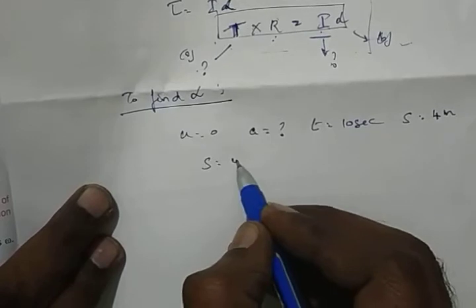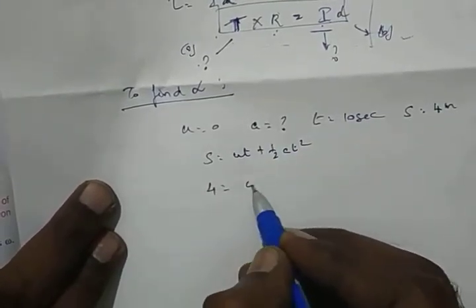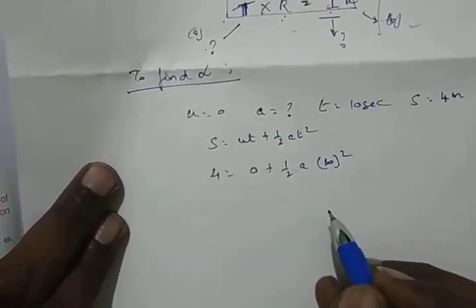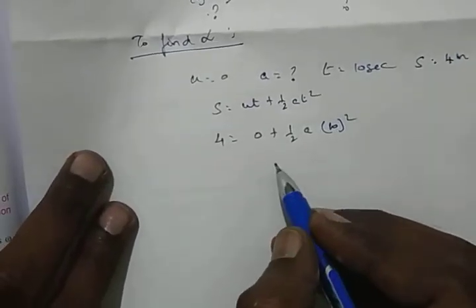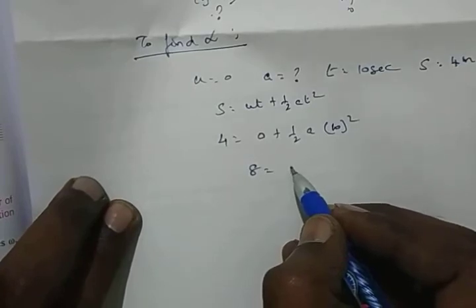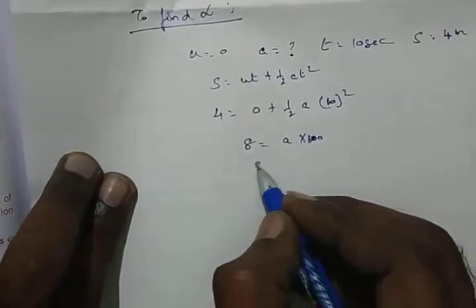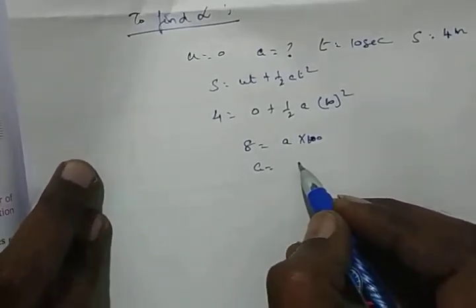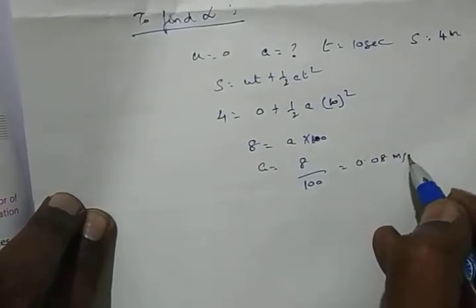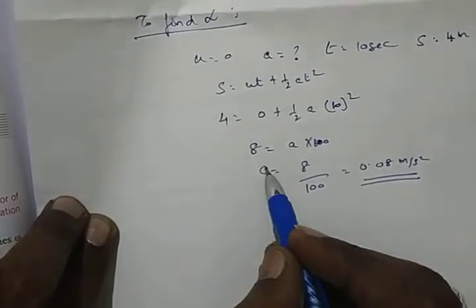So S equal to ut plus half a t square. 4 meters is equal to 0 plus half into a into 10 square. So what does it mean by that? It becomes 8 is equal to a into 100. So acceleration is going to be equal to 8 by 100. It is going to be equal to 0.08 meter per second square. That is the acceleration. This is A.